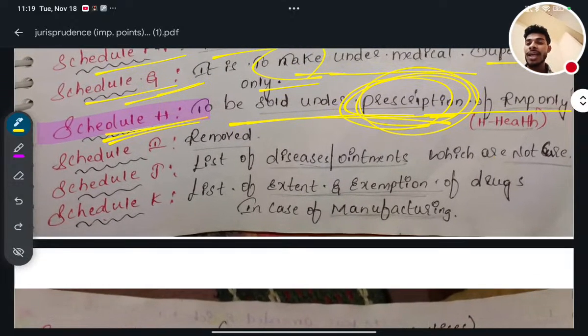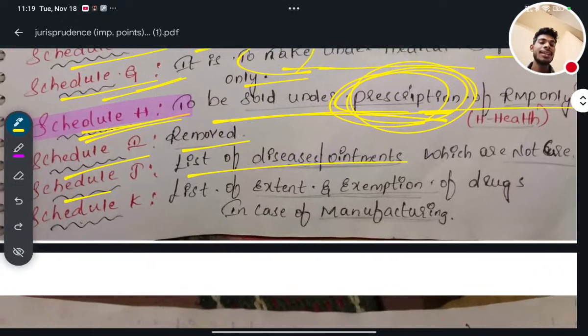Okay, next Schedule I is removed. Schedule J, list of diseases and ointments.